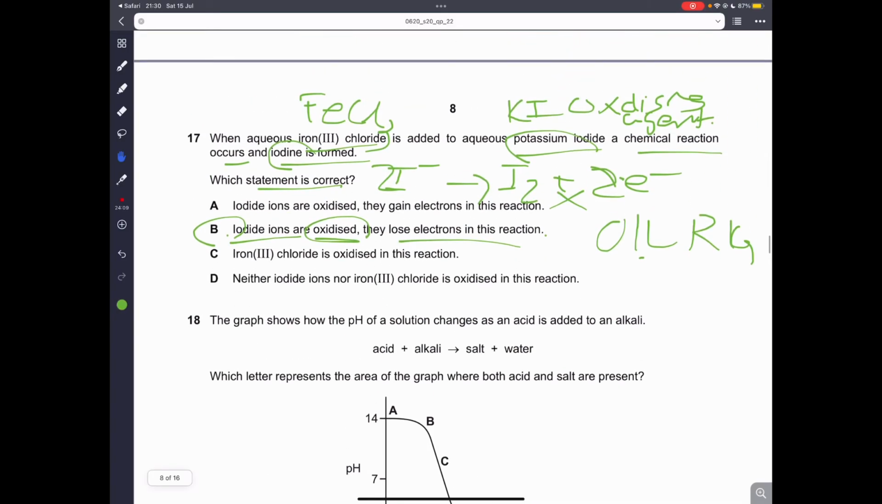I'm sorry for the first question. Potassium iodide is not an oxidation agent, it is a reducing agent. That was my mistake, sorry about that.